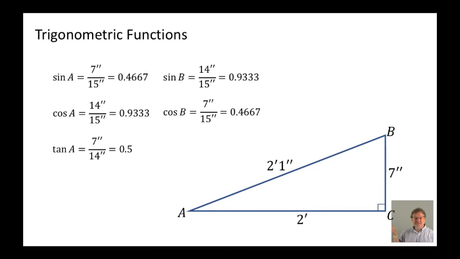Lastly, the tangent of angle B, that's opposite over adjacent. Well, the opposite side here now is 2 feet. That's 14 inches, and the adjacent side here now is 7 inches, so that's 14 divided by 7, or 2. This is an angle that has a tangent of 2.